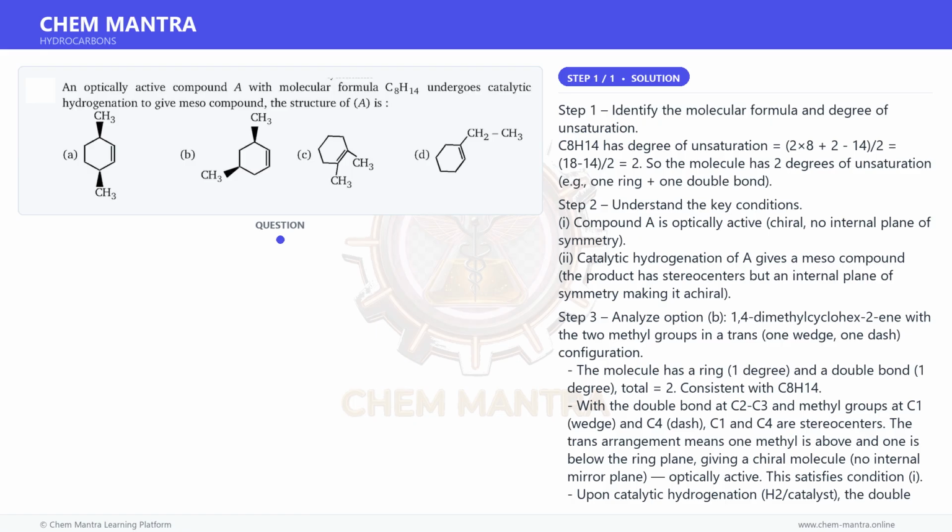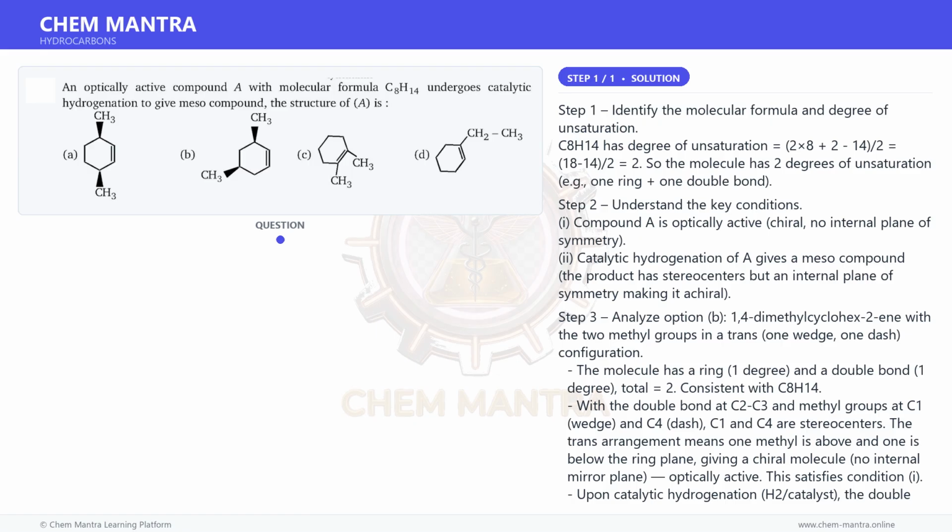C8H14 has degree of unsaturation equal to (2 times 8 plus 2 minus 14) divided by 2, which is 18 minus 14 divided by 2, equal to 2. So the molecule has 2 degrees of unsaturation, for example, 1 ring plus 1 double bond. Step 2. Understand the key conditions.